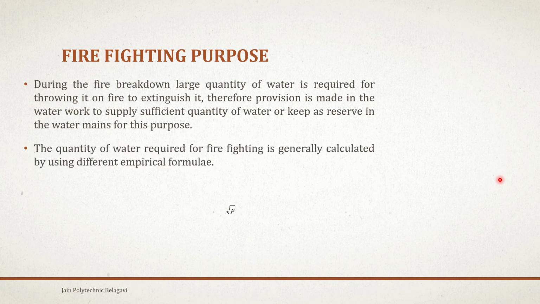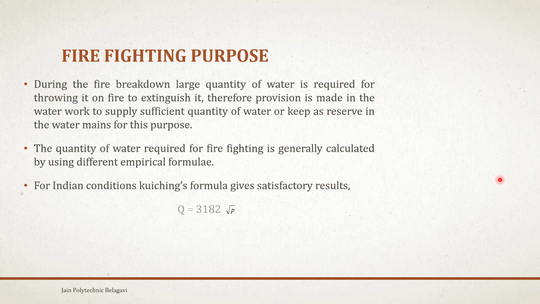The quantity of water required for firefighting is generally calculated by using different empirical formulae. For Indian conditions, Kuchling is the scientist after whose name a formula has been established. Kuchling's formula gives a satisfactory result with Q = 3182 square root of P, where Q is the quantity of water required in liters per minute. For 1 minute, how many liters are required.